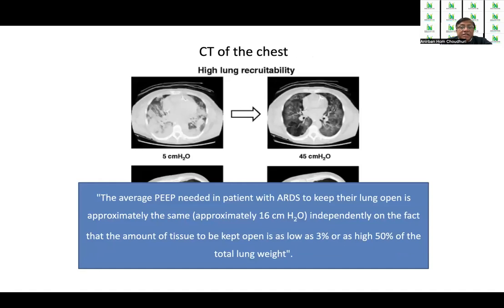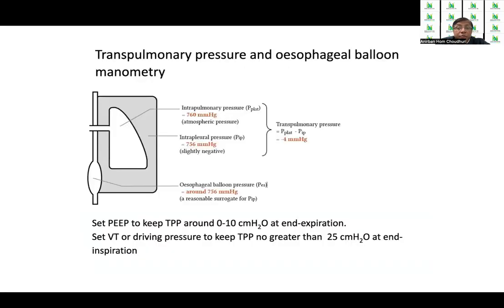Next is CT of the chest, which will show that the average PEEP needed with a patient with ARDS to keep their lung open is approximately the same, independent of the fact that the amount of tissue to be kept open is as low as 3% or as high as 50% of the total lung weight. So high lung recruitability can be ensured in the CT chest, although that also requires shifting the patient to the CT suite, radiology suite, which may not always be a good idea to do.